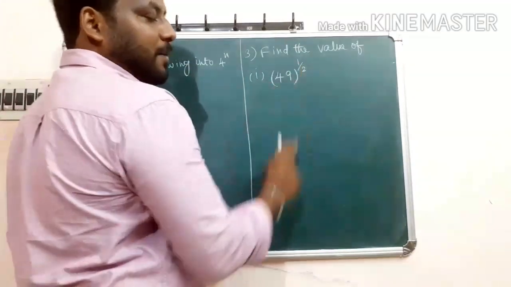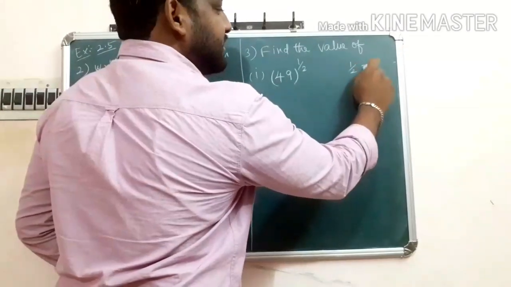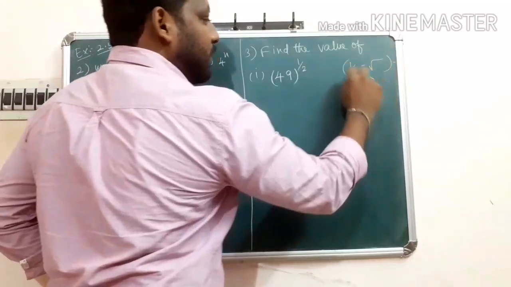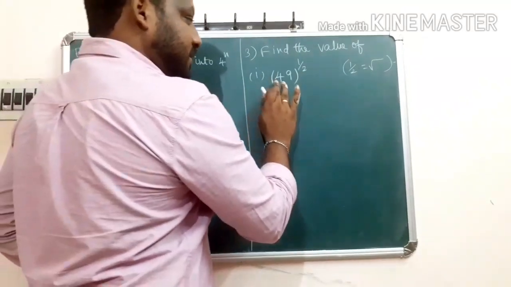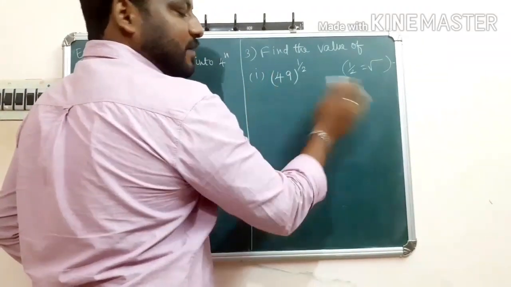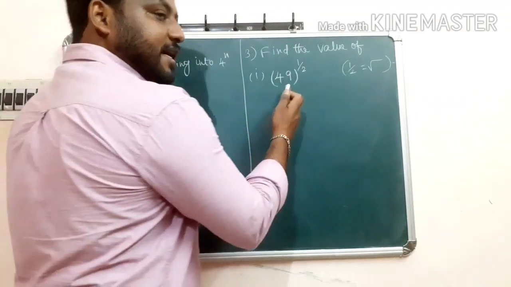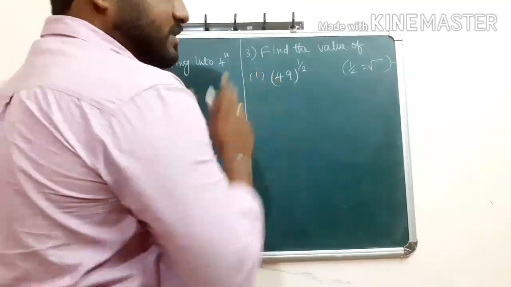49 the whole power 1 by 2. We know that the power 1 by 2 means the value of the square root. Square root value is equal to 1 by 2. So directly you can take the square root of 49. We know that 49 is from the 7 table, that is 7 7s are 49. So directly we know the value is 7.